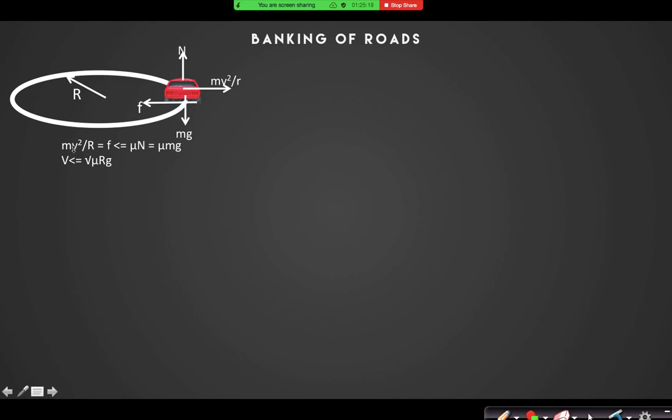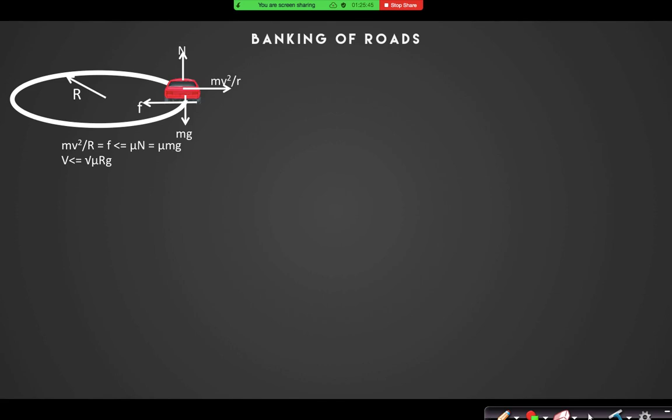You can just equate these equations. m will get cancelled out. V square equals r into mu g. So V is less than or equal to root over of mu rg. And if I ask you that when V is equal to root mu rg, what will be the value of the friction force? Is friction limiting in that particular case?